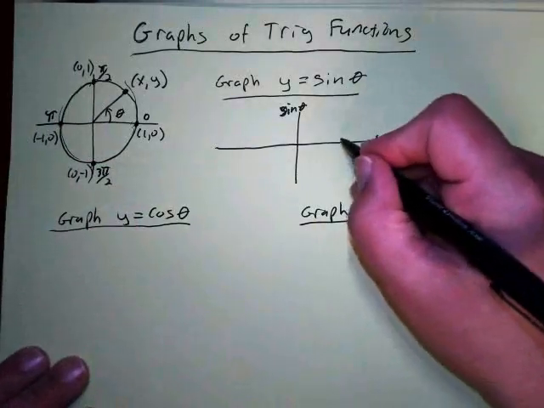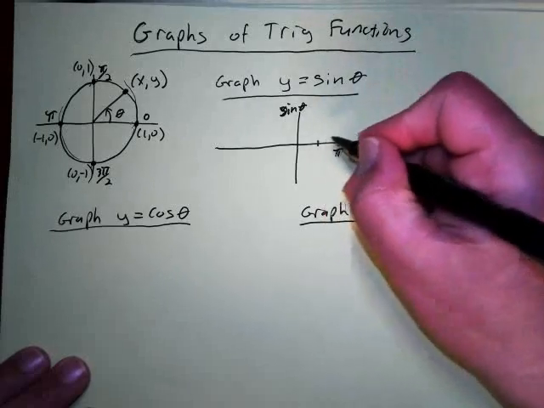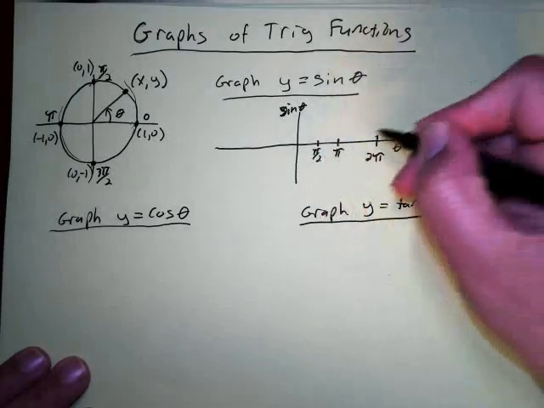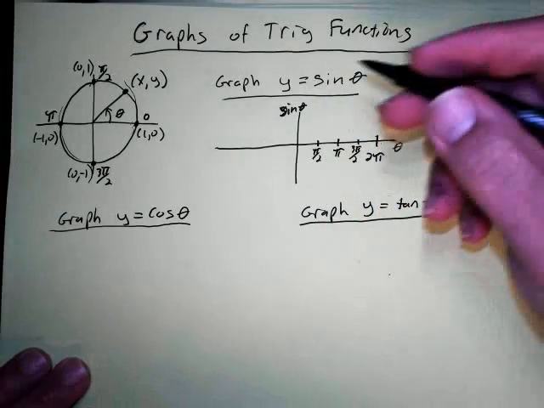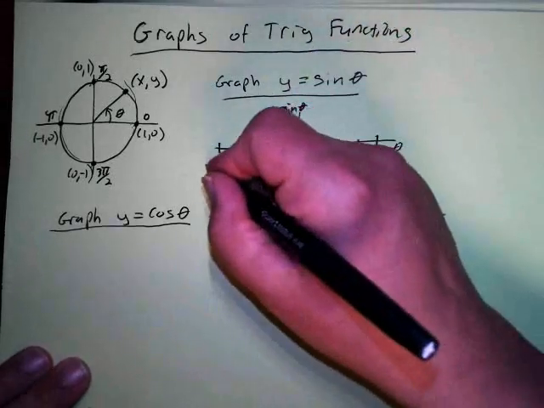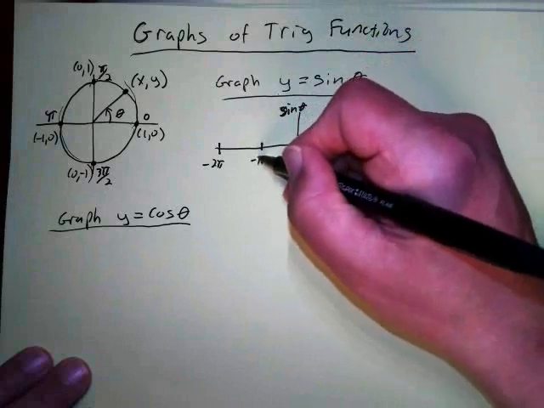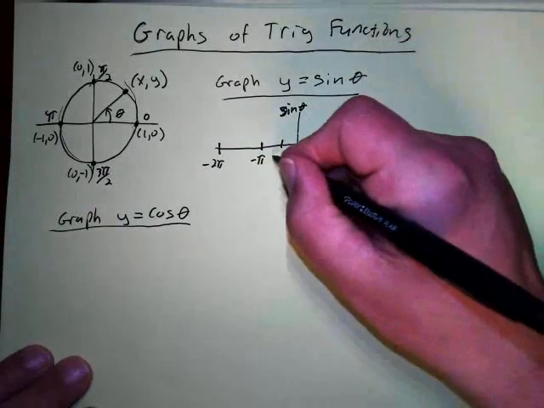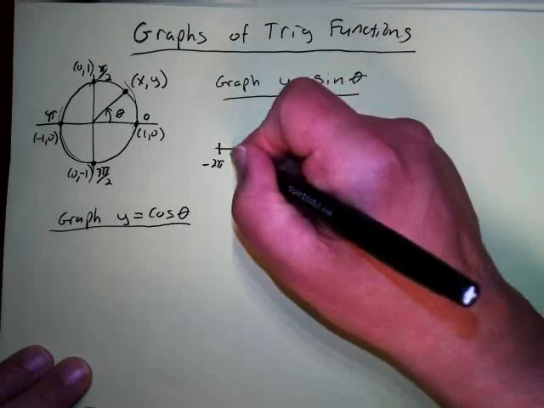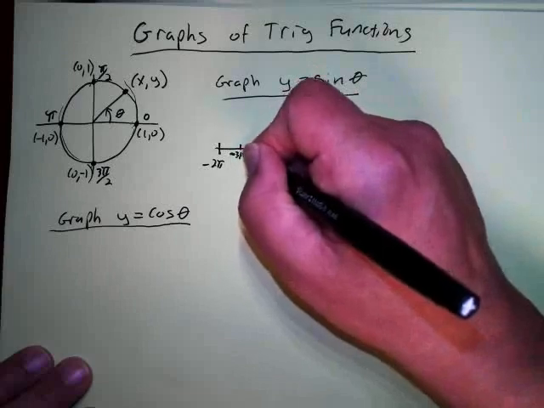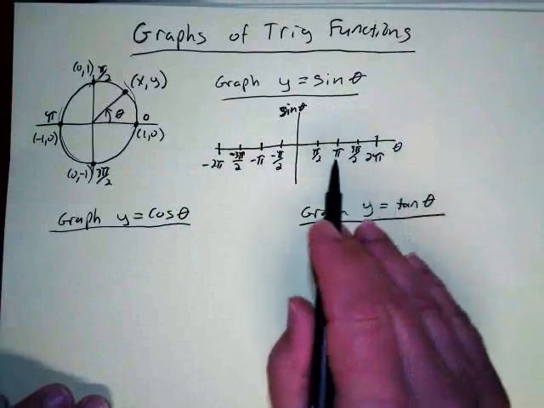To get the quadrant angles, I'm going to split that in half, and that'll be pi. Then I'll split this in half again, that'll be my pi over 2, and this one is my 3 pi over 2. Similarly over here, this will be negative 2 pi. Splitting that in half gives me negative pi, then negative pi over 2, and then negative 3 pi over 2. These are the quadrant angles.